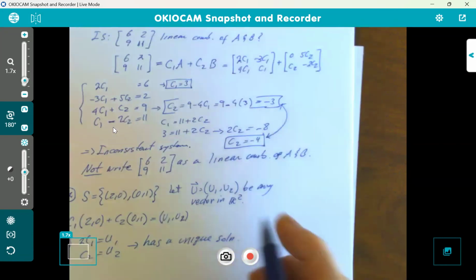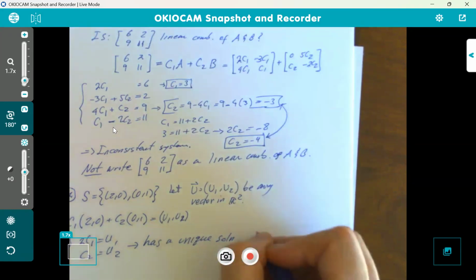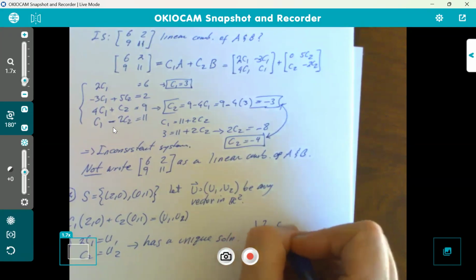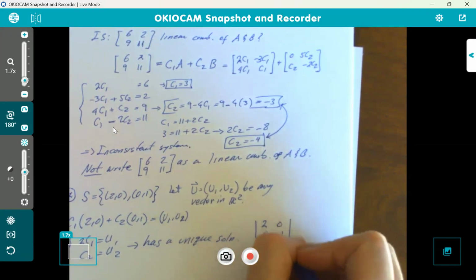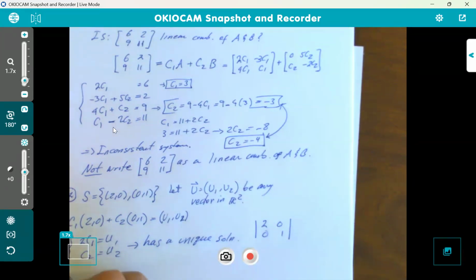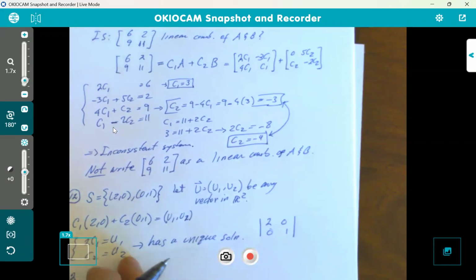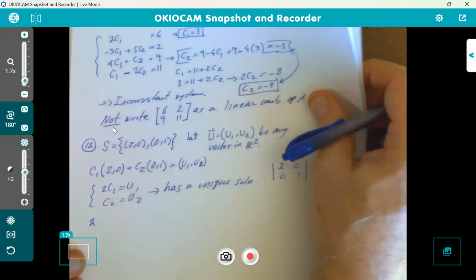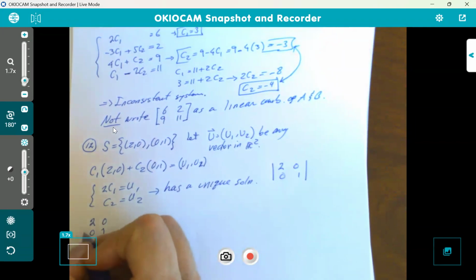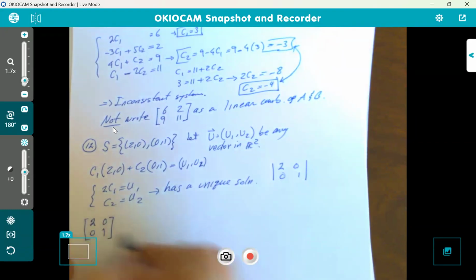And why? Because let's look at the determinant of the coefficient matrix, [2, 0; 0, 1]. Well, the coefficients here: the first equation has 2C1 and no C2, so it's 2, 0. The second equation has no C1, and the coefficient on C2 is 1. So there you go. That's what I'm talking about.